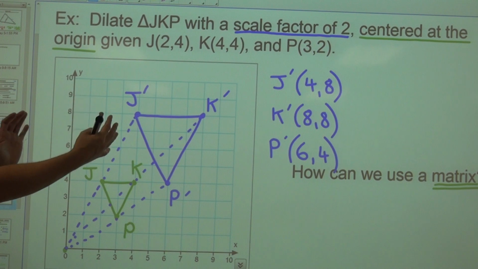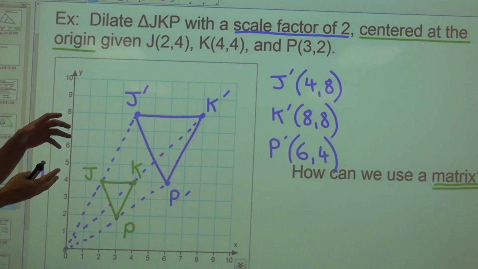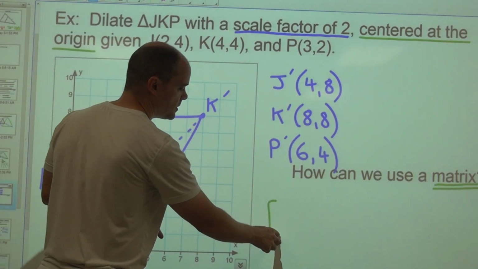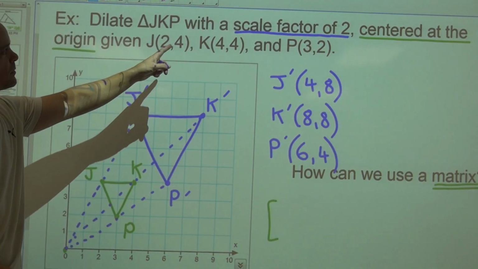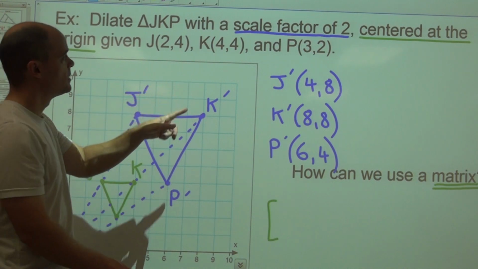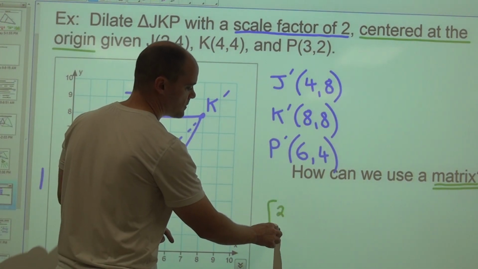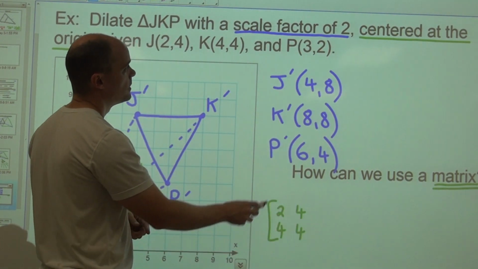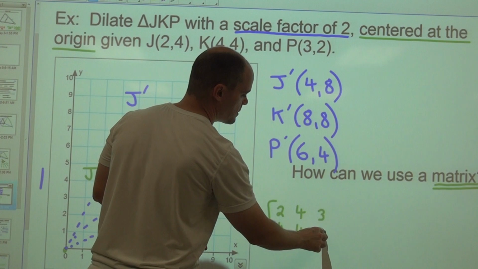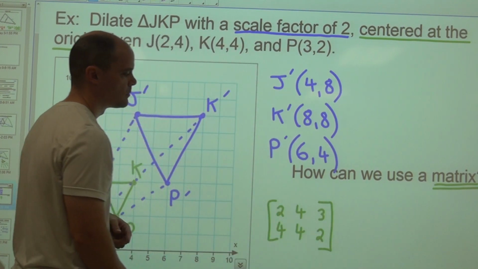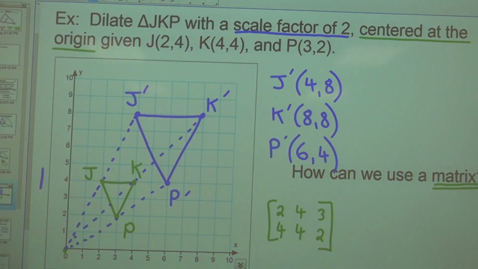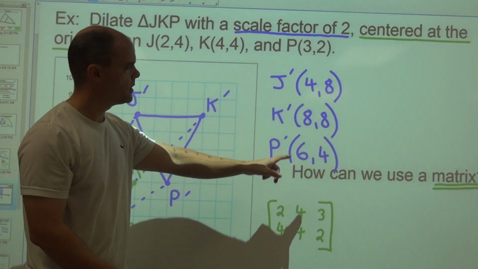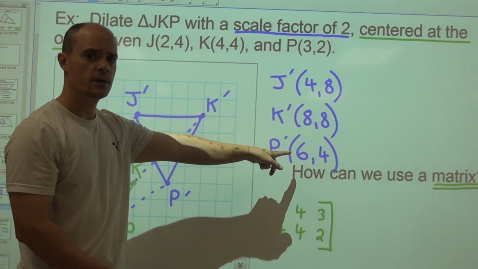You can write your matrix horizontally or vertically when you're doing a dilation. It does not matter. I'm going to go horizontal. I'm going to put all of my original coordinates into a matrix. So 2x, 4y, 4x, 4y, and 3x, 2y. This is my original image matrix. What did I do to this matrix? Well, whatever I did to it, I need to produce these 3 coordinates.